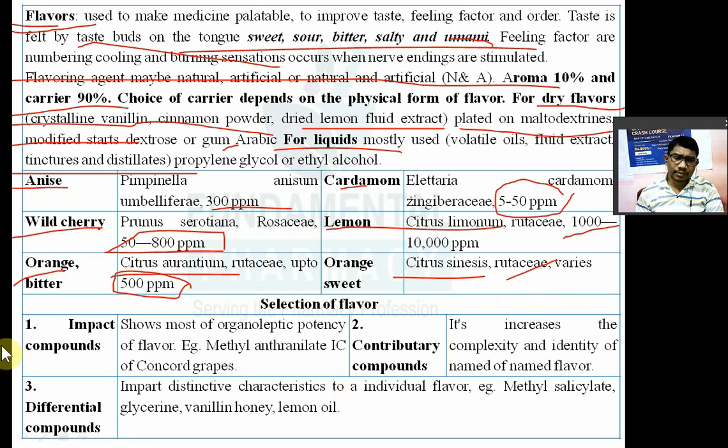Now selection of flavor depends on the compound, which is classified into 3 categories: impact compounds, second contributory compounds, and third differential compounds. Impact flavoring compounds show most of the organoleptic potency of the flavor, meaning the flavor will remain that flavor itself. For example, methyl ethanoate, concord grapes. So this flavor will remain the flavor of that compound; the original flavor remains.